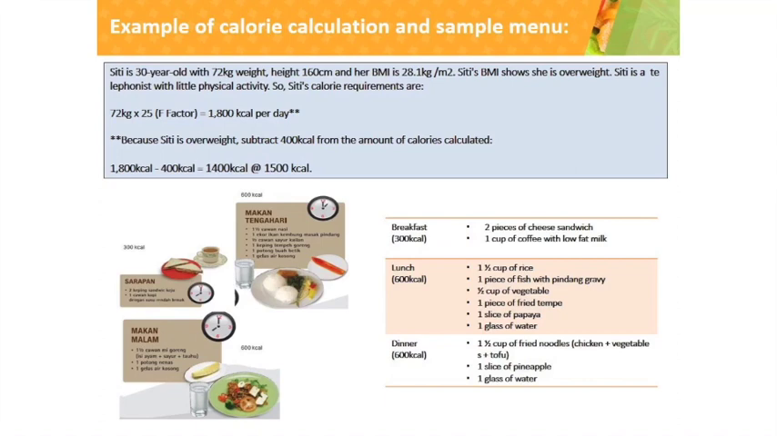City is a telephonist with little physical activity. So, the calorie requirement for City is 72 kilograms times 25, the F factor, equals 1,800 kilocalories per day. Since City is overweight, we subtract 400 kilocalories from the amount of calories calculated. 1,800 kilocalories minus 400 kilocalories equals 1,400 kilocalories, rounded to 1,500 kilocalories. Example of daily menu for 1,500 kilocalories is shown in the table.